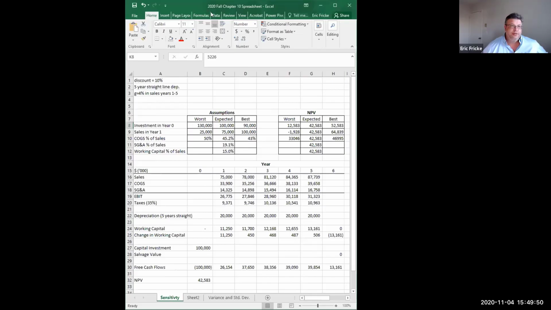I'm going to go back to the spreadsheet we were just using before. And what we're going to do is change the sales assumption. The sales assumption is right here. Right now we're expecting 75,000, right? I'm going to change that sales assumption right there, and then we're going to look at the NPV down here. We're going to keep changing the sales here until this NPV goes to zero. I'm just going to guess a number and keep guessing.